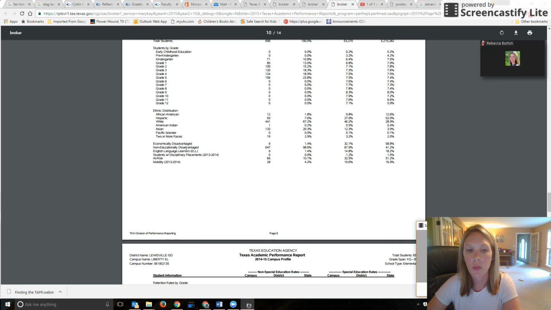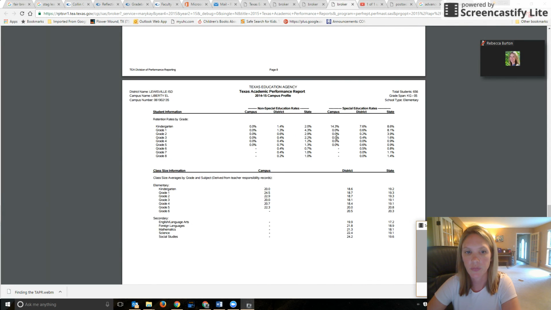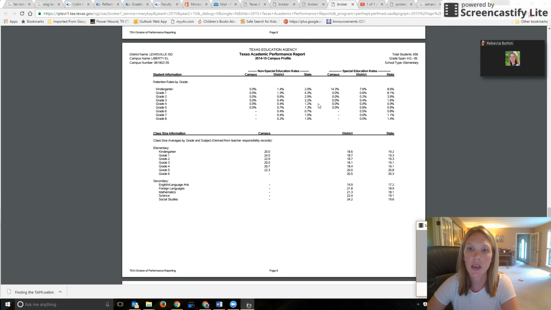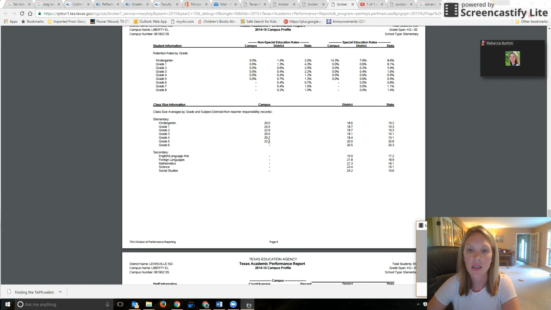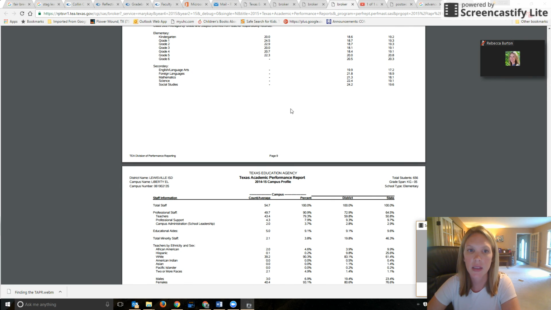It will also tell you by these other indicators. So we have 58.8% economically disadvantaged over the state of Texas, 41% non-educationally disadvantaged, which means the opposite of economically disadvantaged, 18% ELL, 51% at risk, and 16.9% mobility. And again, you can tell campus to district how those numbers compare. It'll also tell you retention rates, how many students are held back, and class size information, so the average number of students per grade level, per class.